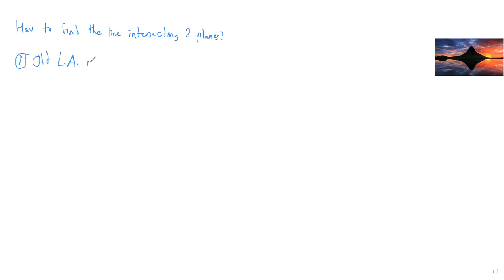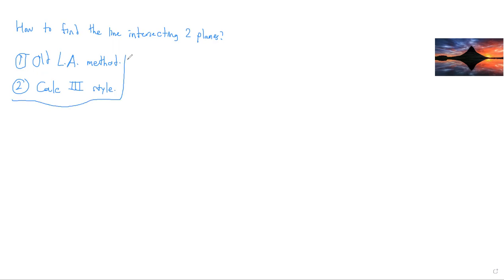The old linear algebra method. And the second way is a Calc 3 style. It doesn't matter which method you use. Either way will give you the same answer.